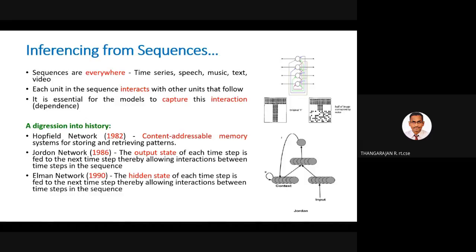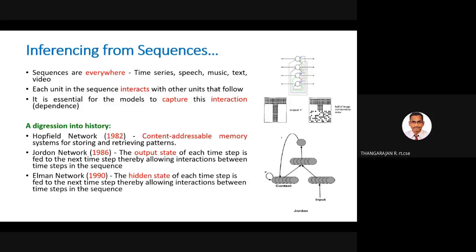So for example, a Fibonacci sequence, or you can take an arithmetic progression or a geometric progression. Those are well organized progressions, whereas if you talk about rainfall prediction, or temperature or humidity, they are not such well formed sequences, but still we can infer knowledge from those sequences. Examples of sequences are time series, speech, music, text, video, etc.